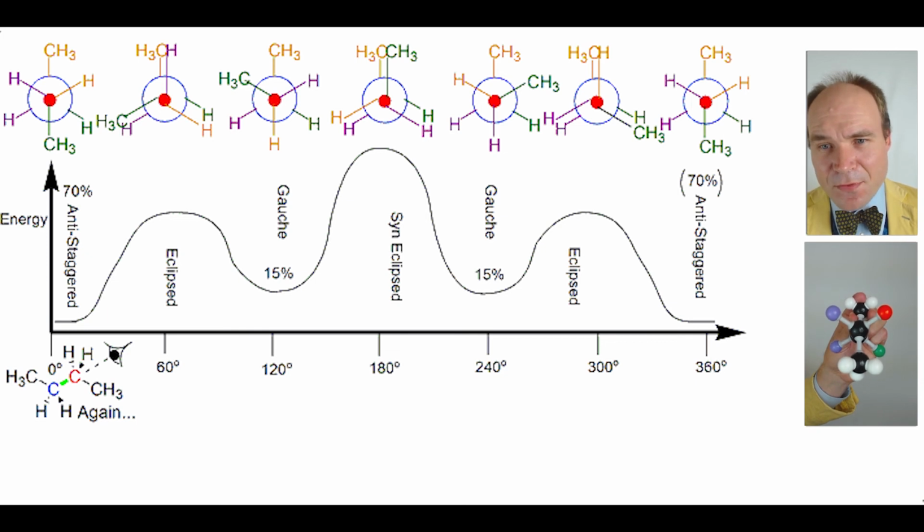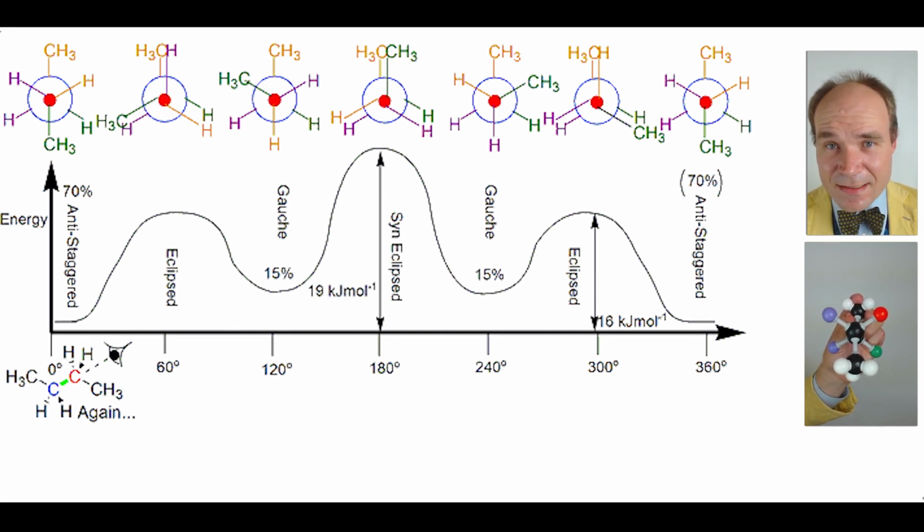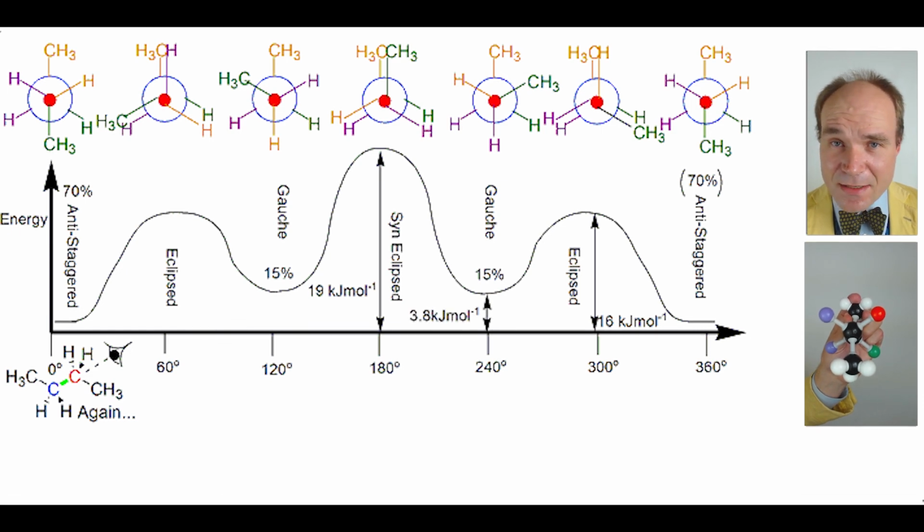What about the energy of some of these conformations? Well, the eclipsed form has 16 kilojoules per mole, greater than the anti-staggered form. And the syn-eclipsed form has a total of 19 kilojoules per mole, greater than the anti-staggered form. And finally, if we look at the gauche, well, that is 3.8 kilojoules per mole, greater than the anti-staggered form.